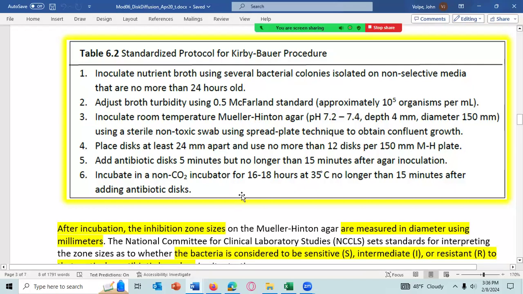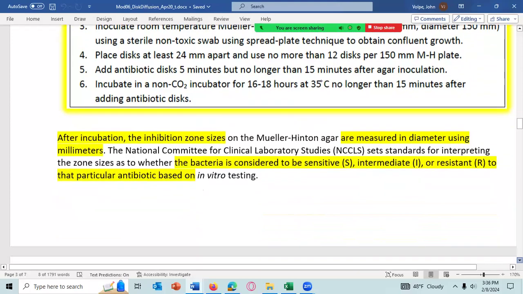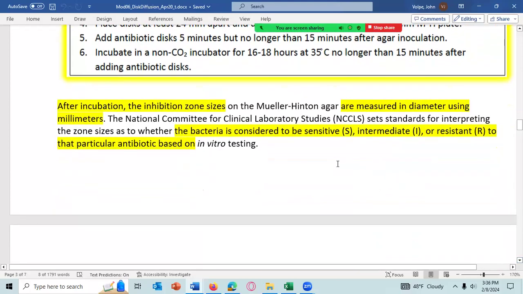After incubation, the inhibition zone sizes are then measured in their diameter using a millimeter ruler. You then compare the measurement of the size of the zone of inhibition to the table set up by the National Committee for Clinical Laboratory Standards, usually abbreviated NCCLS, to determine if the bacteria is considered sensitive, intermediate, or resistant to that particular antibiotic being tested.